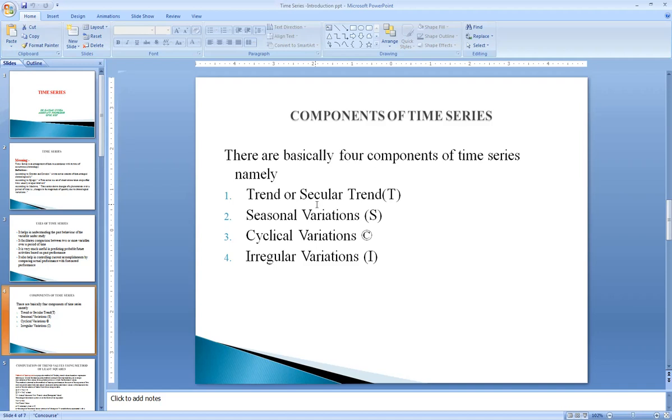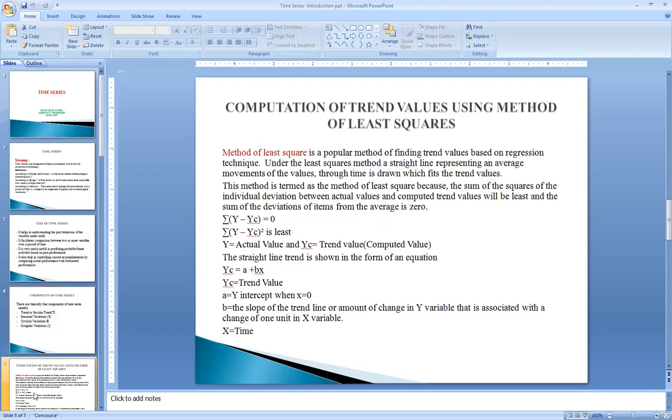Irregular variations in a time series are composed of non-recurring forces which are not attributed to the trend. For example, technological changes are one of the unpredictable factors. Times of war, floods, famines and earthquakes are all unpredictable things which cannot be predicted earlier. At such times, irregular variations happen. That is called irregular variations.